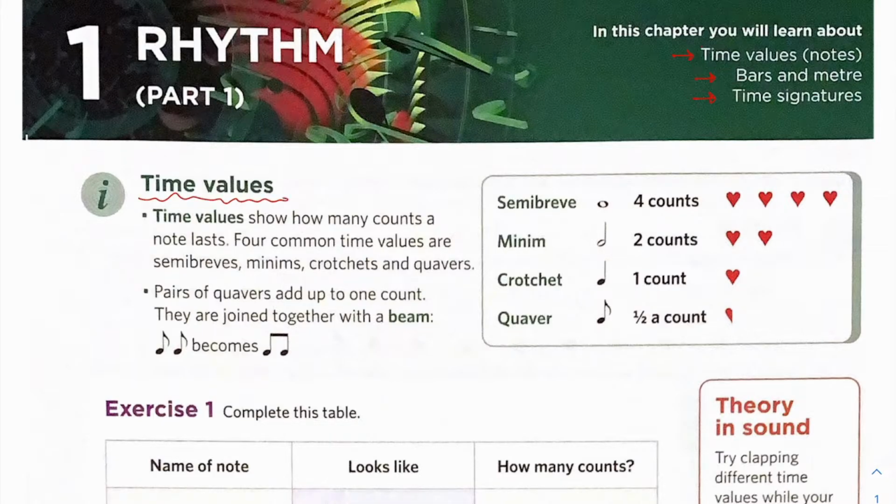Time values. Time values show how many counts a note lasts. We are going to meet the 4 most common time values. They are on the right side here in the chart. The first one is semi-brief. Semi-brief just has a note head. This oval here, we call it a note head.